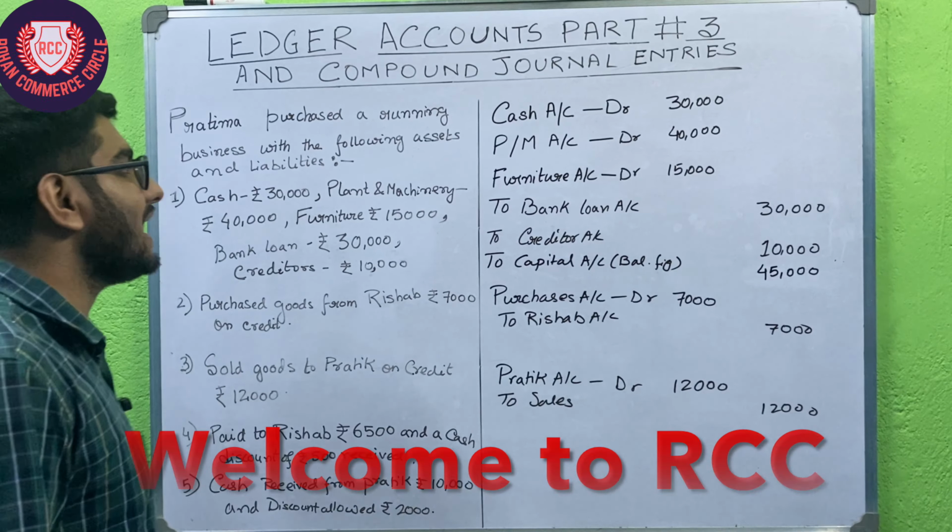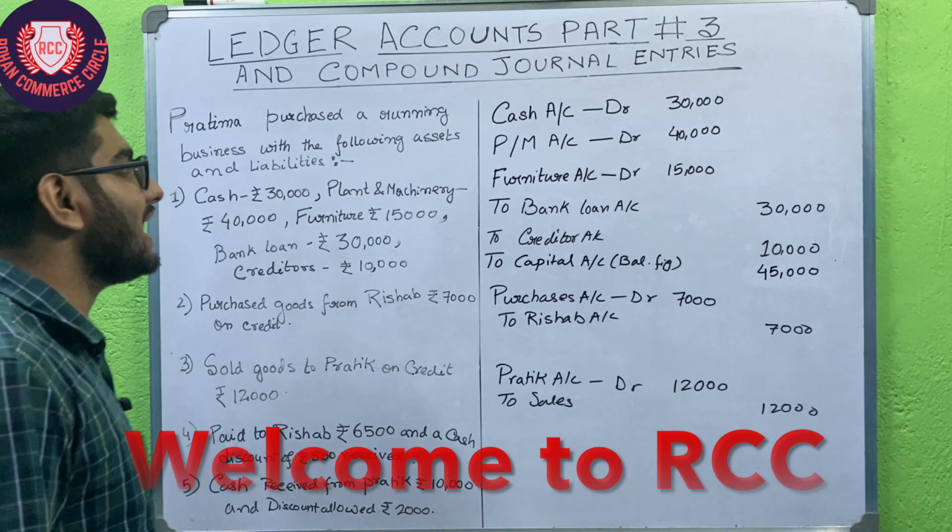So I hope this part is clear, that why cash account debit, plant and machinery account debit, furniture account debit. These three are assets, these three are increasing, so that's why we are debiting it, right? Next is the bank loan and creditor, their liability, they are increasing, so we are crediting it. So to bank loan account, to creditors account. I hope up to this part you are clear.